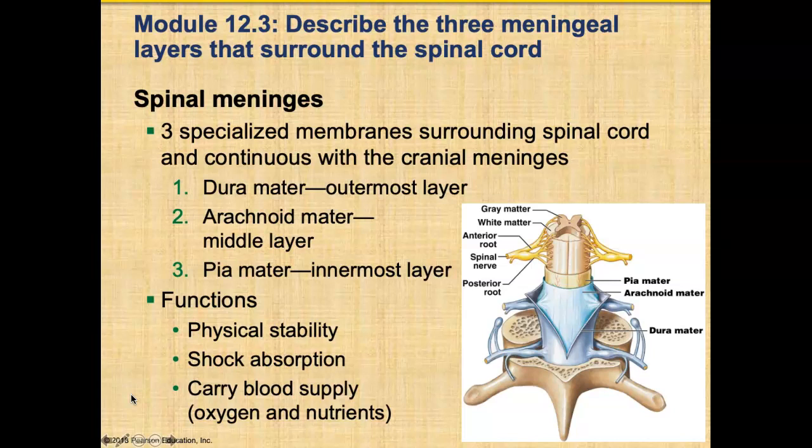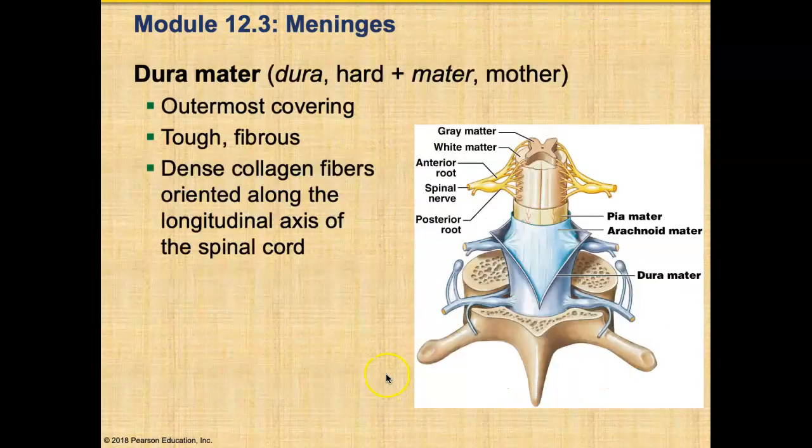The functions of this are to provide physical stability, shock absorption, and carry blood supply, the nutrients and oxygen, and take away waste. So the dura mater is this blue outer covering. It's very tough, fibrous, and when you know something is tough and fibrous, it probably has a lot of collagen in it.